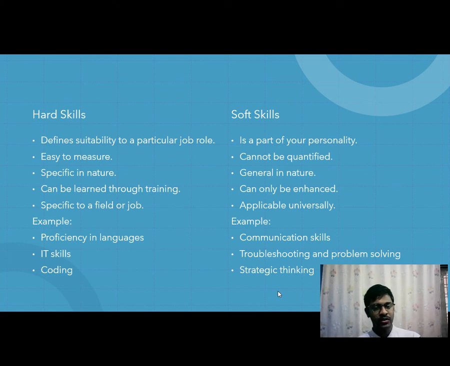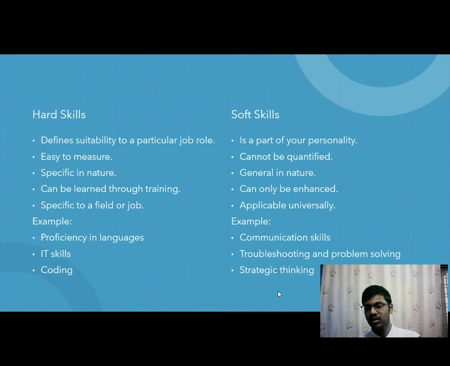Hard skills define suitability to a particular job role. If a person is well versed in programming, then he might know the language, the syntax of each code, and also logic, meaning for a particular question, what kind of logic would be good to solve it. A person is said to be good for a software engineer job if he is well versed with programming and thinking about algorithms. So this is what defining suitability to a particular job role resembles.